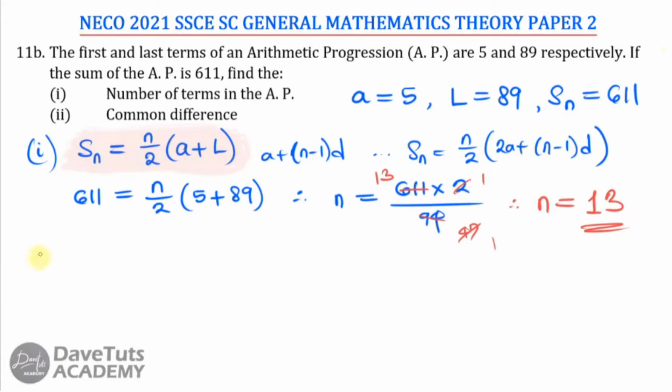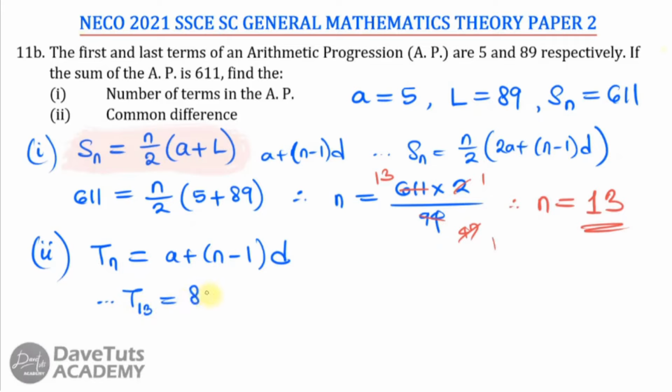In the second case, we are asked to find the common difference. Since for this particular equation we have been given the last term, we can say Tn is equal to, generally by our reason of equation, a plus n minus 1d. Now, in this particular term, we want to take the 13th term. The last term will have to be the 13th term. So here we can say T13 is 89, okay? Then a we were given as 5. We just got our n to be 13, and then d is what we are looking for.